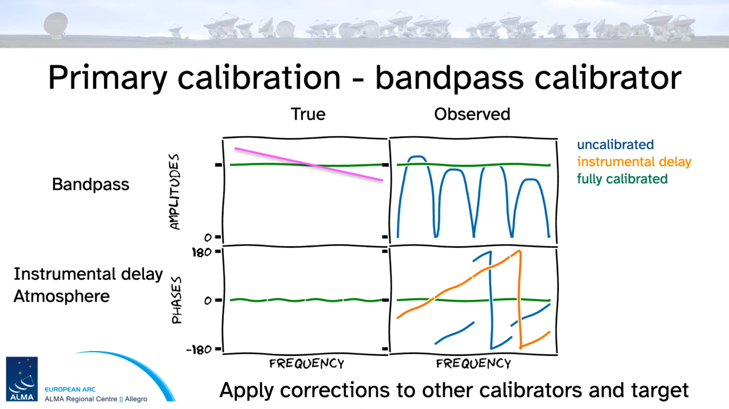The slope is an effect of the atmosphere. We can correct for these effects since the bandpass calibrator is a point source and thus should have 0 phases as a function of frequency. These corrections are then applied to the other calibrators and the target. This is called bandpass and instrumental delay calibration.